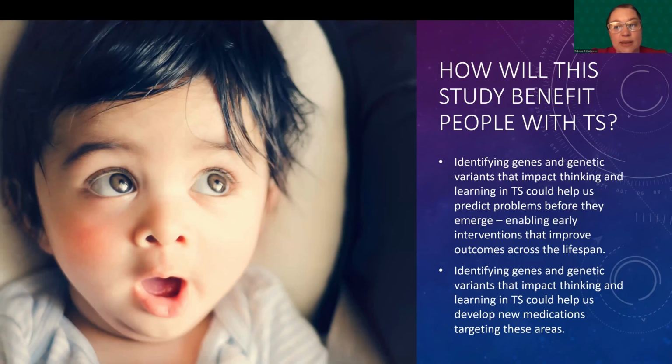I want to end by talking about how we hope this study will benefit people with TS. So first, by identifying genes and genetic variants that impact thinking and learning in Turner syndrome, we hope it will help us predict problems before they emerge. So the typical neurocognitive profile usually starts being noticed when kids are school age. But a lot of brain development has already happened before that. And in fact, a lot of my work has been looking at early changes in the brain of infants with Turner syndrome. So we know infancy is a really critical time for intervention because the brain is growing so quickly.